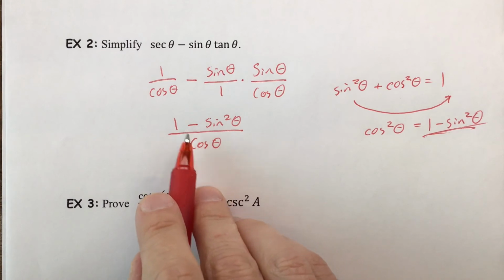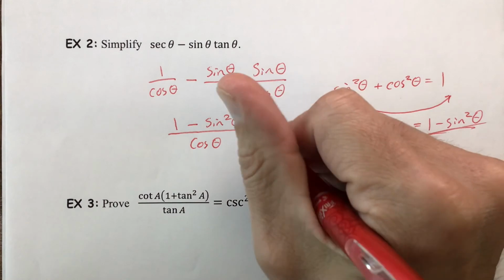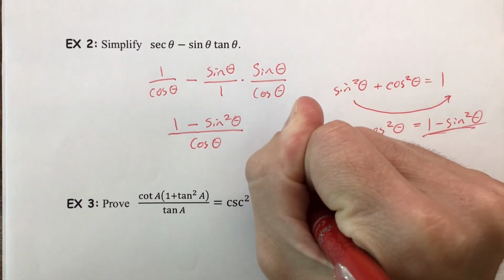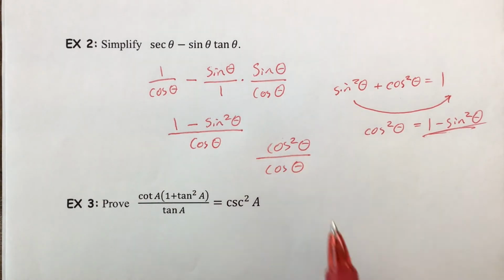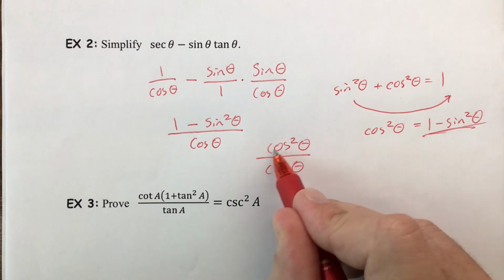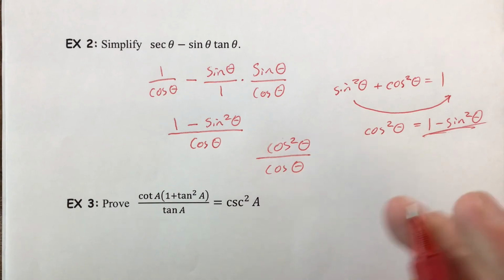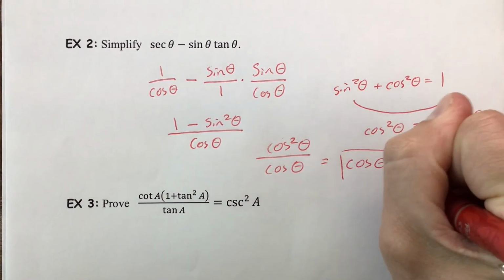So that means that we can substitute cosine squared theta into the numerator here. That'll give us cosine squared theta over cosine theta. Of course, that means cosine theta times cosine theta. So we can reduce, just go ahead and take one of those cosine thetas out of the top, cancel with the one that's on the bottom. That gives us just cosine theta.